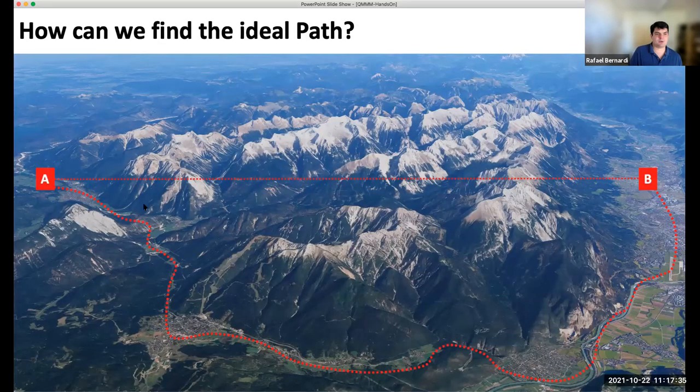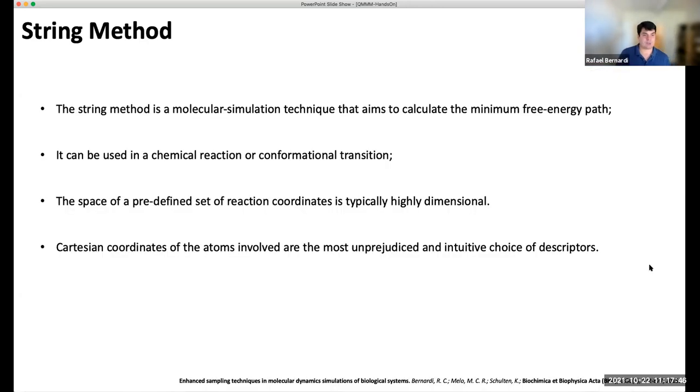And by doing that, what we're trying to do is to find the ideal pathway. You're trying to get this one here. However, when you're just doing the SMD, you're going straight. How do we find the ideal pathway? So we decided to use the string method. In the string method, you start from that bad pathway from the SMD, and you try to minimize the route, finding the easiest path.